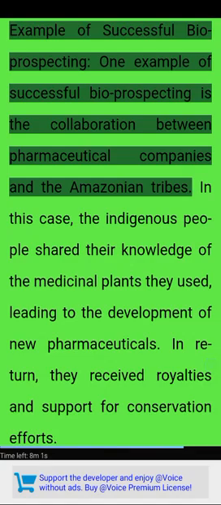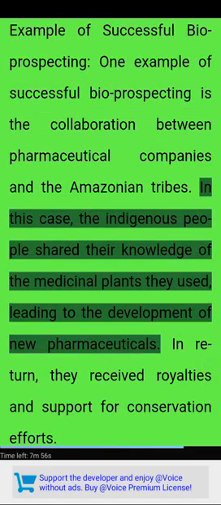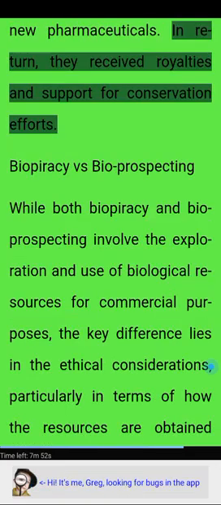Example of successful bioprospecting. One example of successful bioprospecting is the collaboration between pharmaceutical companies and the Amazonian tribes. In this case, the indigenous people shared the knowledge of the medicinal plants they used, leading to the development of new pharmaceuticals. In return, they received royalties and support for conservation efforts.